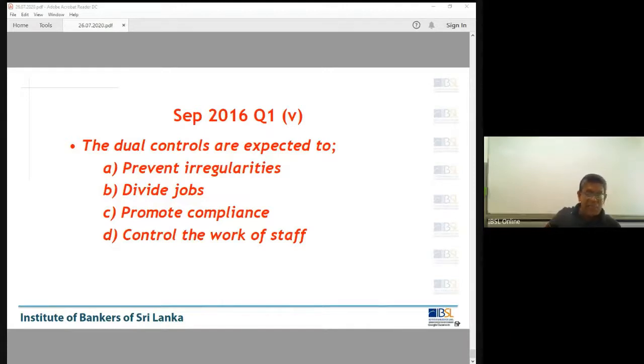Four main features of a current account. Can you tell me or can you write? Anybody volunteer? Try to answer this question. Right? I will ask somebody. Don't leave. When I ask a question, he has left the meeting.